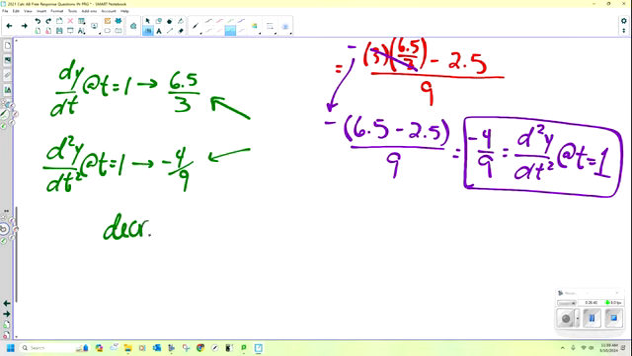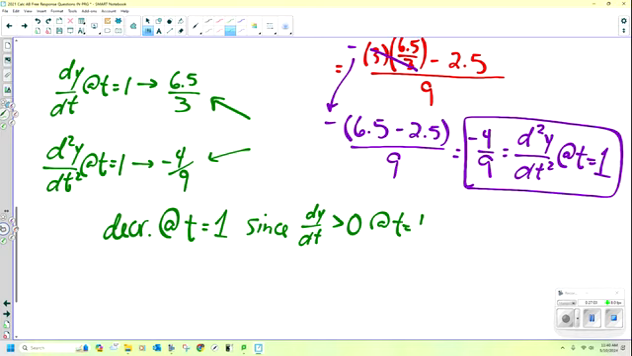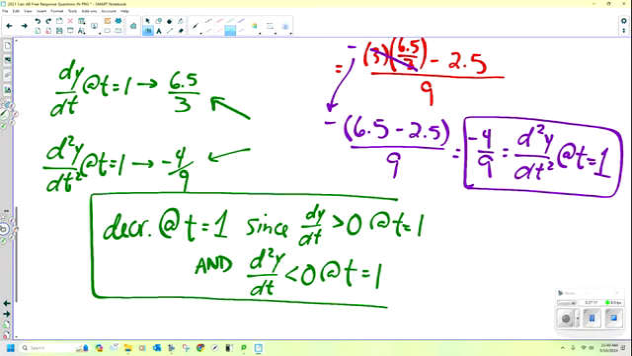Let's answer the question. At time equals 1, since dy/dt is greater than 0 at time equals 1, and d2y/dt2 is less than 0 at time equals 1. That was the way it was worded. Normally you don't have to take a look at both your derivatives, first and second, unless it's like a particle and they're talking about speed increasing or decreasing.